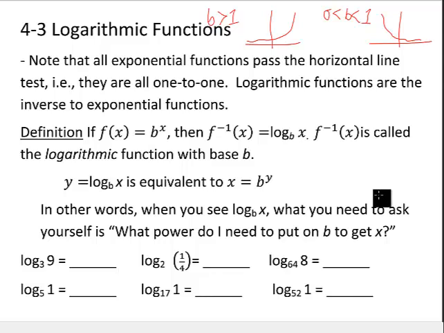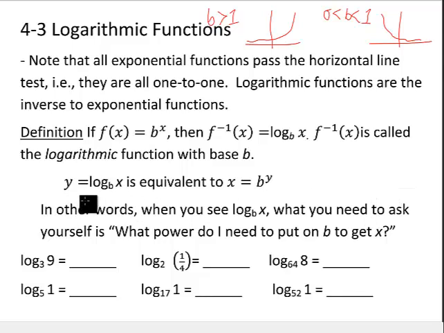Okay, so here's the definition. If f of x equals b to the x, then the inverse of f is log base b of x. That doesn't say a whole lot, just what I just said. And f inverse is called a logarithmic function with base b. What's important is this statement right here.